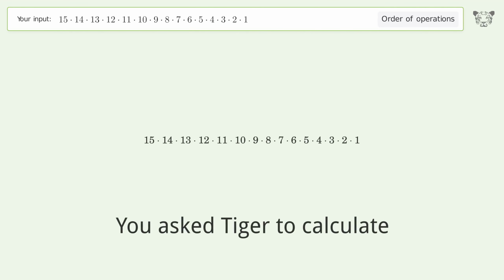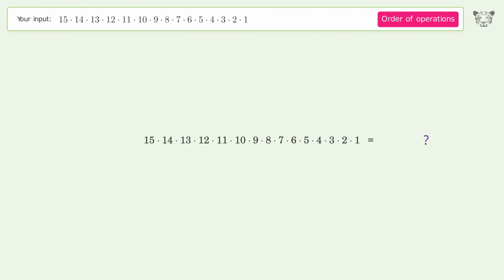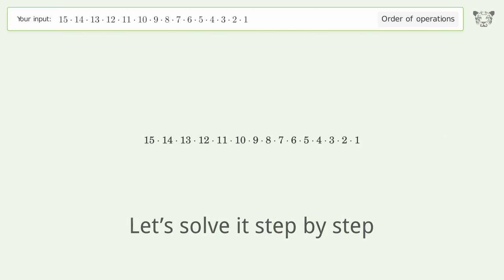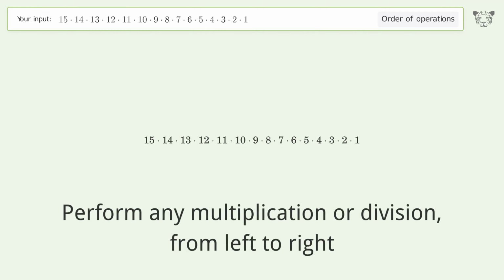You ask Tiger to calculate 15!. This deals with the order of operations. The final result is 1,307,674,368,000. Let's solve it step by step. Perform any multiplication or division, from left to right.